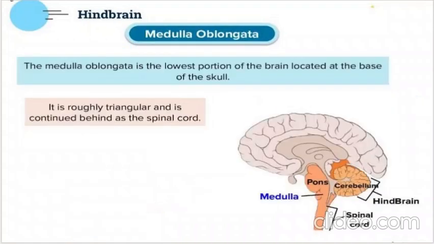All right. Next is the medulla oblongata. Now, the medulla oblongata is the lowest portion of the brain, and it's at the base of the skull. Here you see the spinal cord. Just above the spinal cord we have the medulla oblongata. It is roughly triangular in shape and continues behind as the spinal cord. So the spinal cord is the extension of the medulla oblongata.